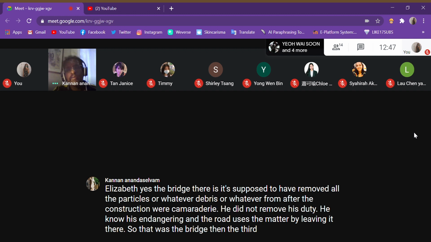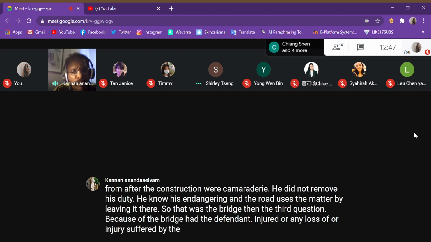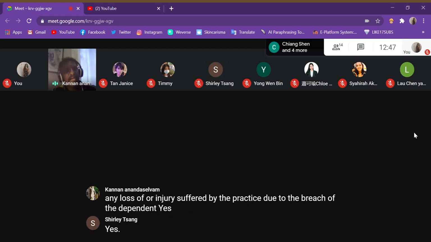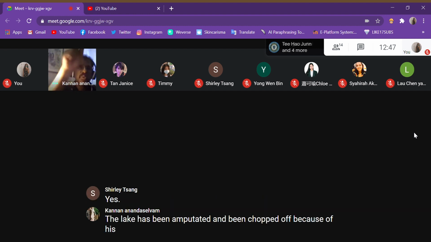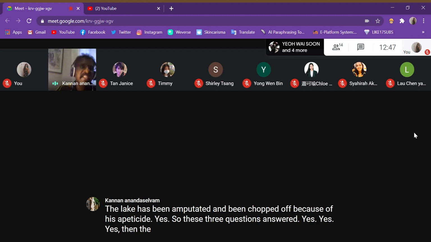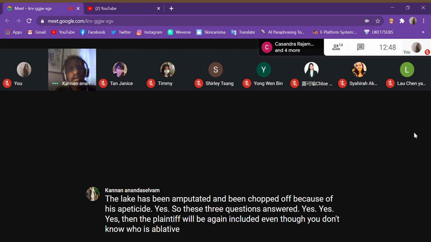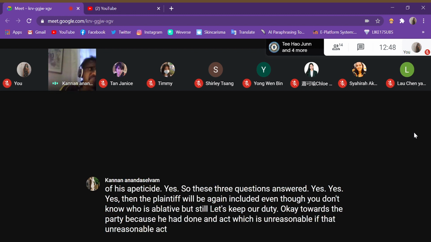Then the third question. Because of the breach, has any loss or injury been suffered by the plaintiff due to the breach of the defendant? Yes. His leg has been amputated, chopped off, because of his diabetes. So these three questions, the answer is yes, yes, yes. Then the plaintiff will win the case in negligence under law. Even though he doesn't know who Abdul Latif is, still Latif owes a duty of care towards the plaintiff because he has done an act which is unreasonable. If that unreasonable act could harm the plaintiff, then the defendant owes a duty of care towards the plaintiff.